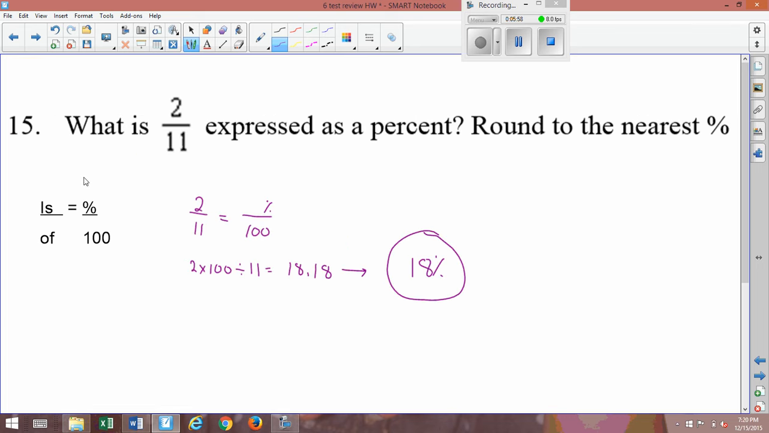What is 2 elevenths expressed as a percent? 2 over 11 equals percent over 100. And then it says round to the nearest percent. Crisscross divide, I got 18.18, which then rounds to 18%.